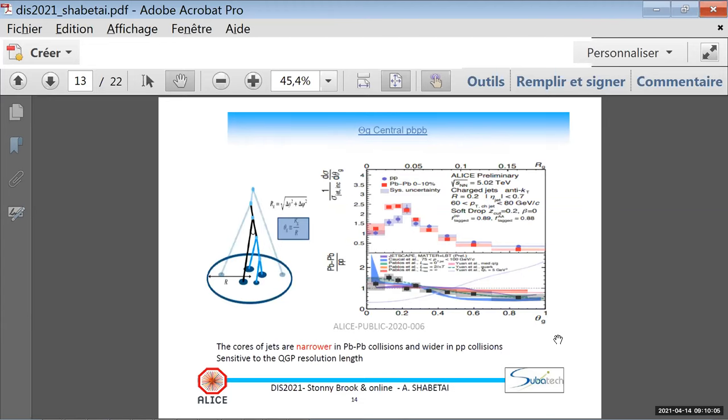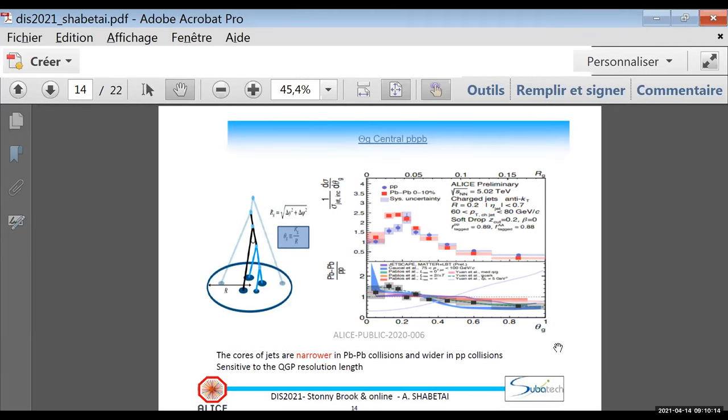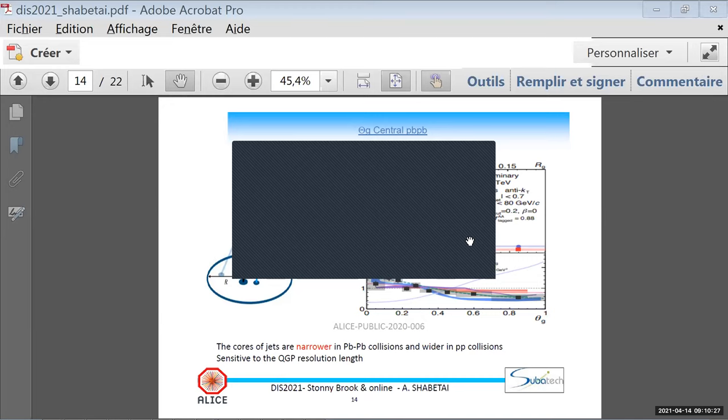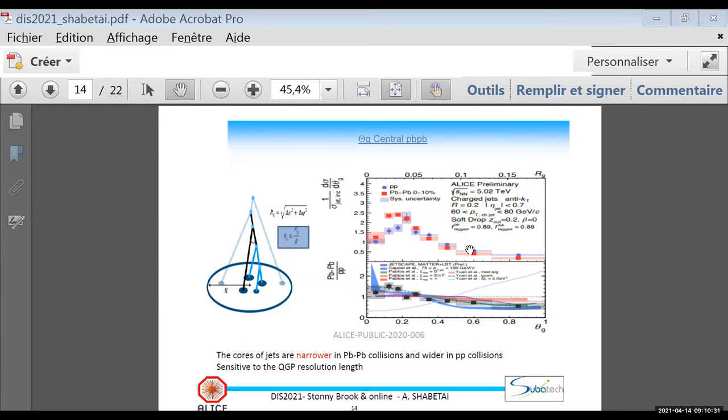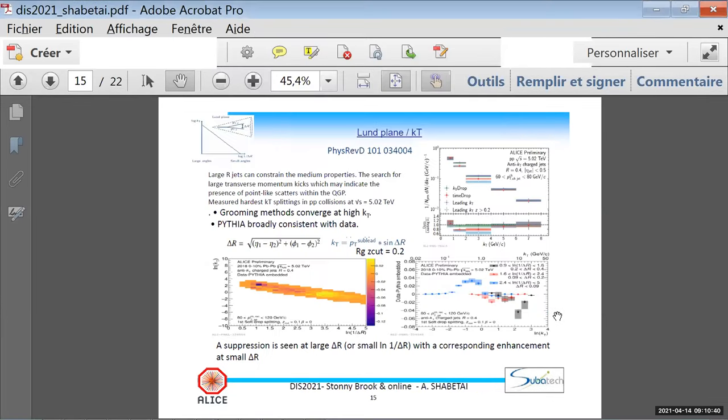Okay, then again, if I look at the same observable, but this time as a function of theta g, which is the ratio between the groomed radius over the radius, you can see that you are looking at the core of the jets, and you have narrower jets in Pb-Pb compared to pp collisions, and you are sensitive to the QGP radiation. Okay, then you can look at the measurements done inside the Lund plane. So the Lund plane is a plane defined as a function of kT and delta R, kT being the pT of the subleading jet, and delta R being defined, as I told you before, as a function of eta and phi.